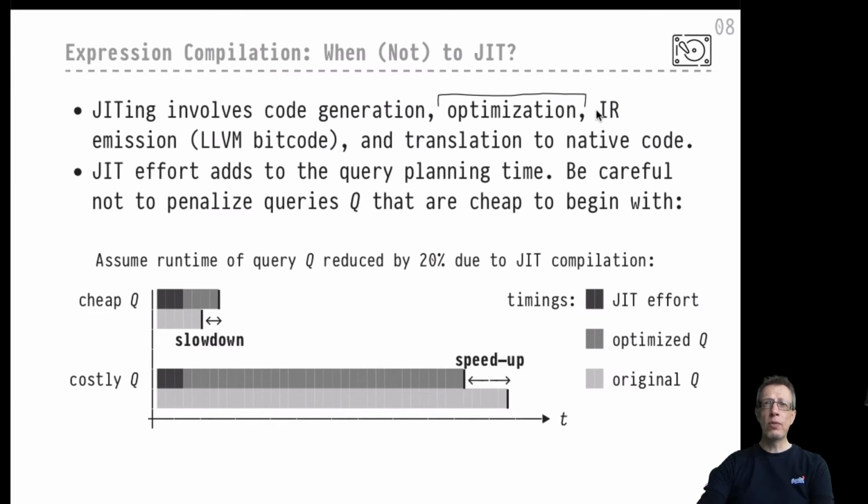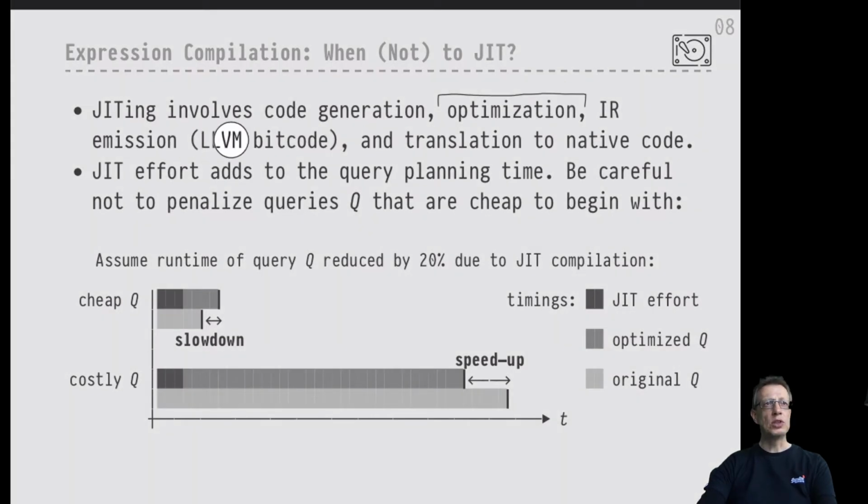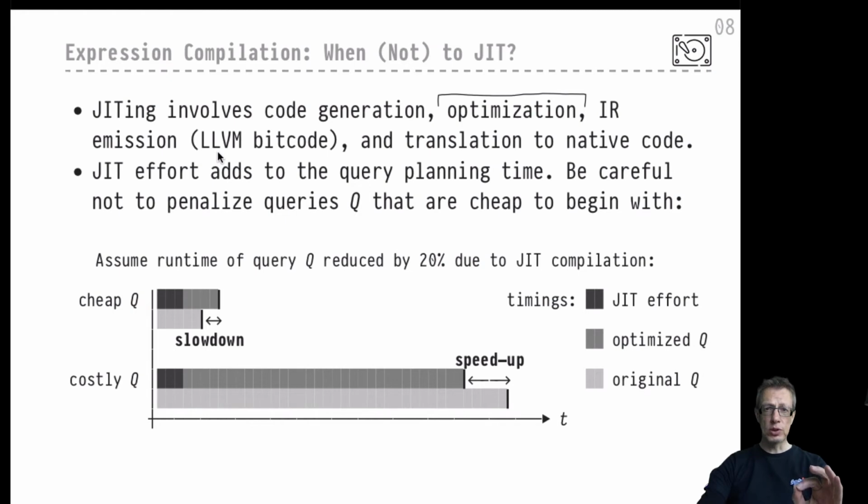What we then have is probably some intermediate representation of the machine code that we want to generate. In the case of the low-level virtual machine library, the LLVM library that is in use in many modern compilers, for example in the Clang compiler, but also in use in PostgreSQL now, we would end up with something that's called the LLVM bitcode. This is not directly executable by your native CPU. It would have to be translated and real code for your, say, Intel x86 CPU to be emitted for execution during query runtime. So code generation, optimization, emission, and translation to native code, all of these will take their time, and the whole JIT effort adds substantial overhead to the query planning time of our SQL queries.